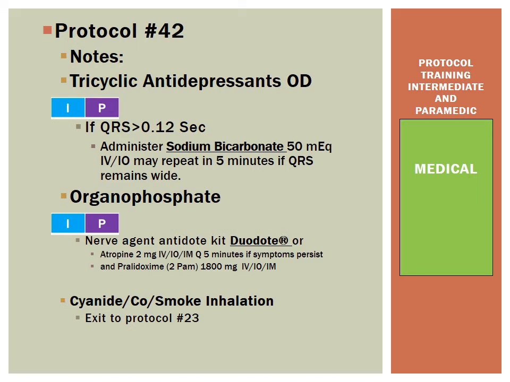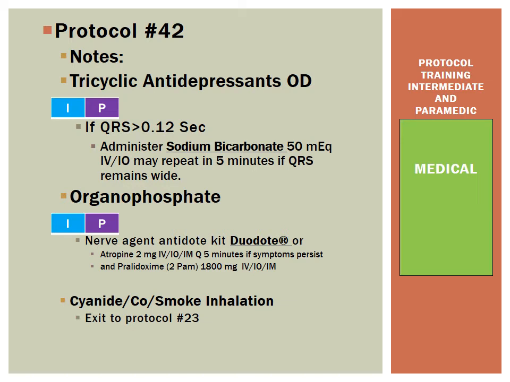Now for our organophosphate poisonings, we have the nerve agent antidote kit, the DuoDote, or the two medications that are in the DuoDote, depending on how we're carrying it, is atropine, 2 milligrams, IV-IO-IM, every 5 minutes if symptoms persist, and those symptoms are the symptoms of SLUDGEM: salivation, lacrimation, urination, defecation, GI upset, emesis, and muscle twitching. And we will also administer pralidoxime, or 2-PAM, at 1,800 milligrams IV-IO or IM.